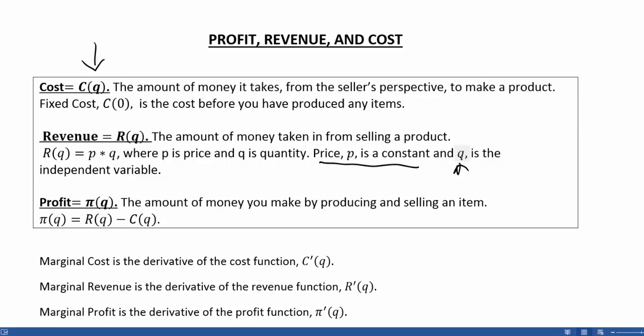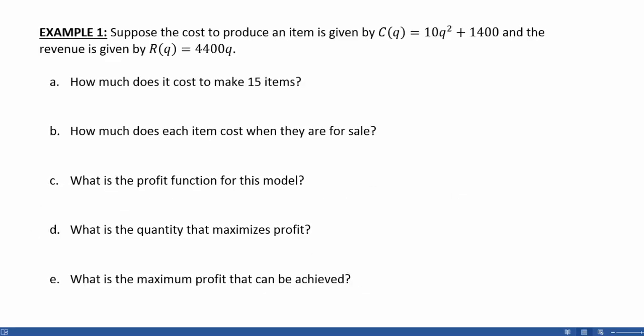So now that we understand what these equations represent and the terminology, let's look at some ways that we can apply what we've learned in the earlier sections to figure out some interesting things about these functions. Example 1. Suppose the cost to produce an item is given by C of Q equals 10Q squared plus 1400, and the revenue is given by R of Q equals 4400Q.